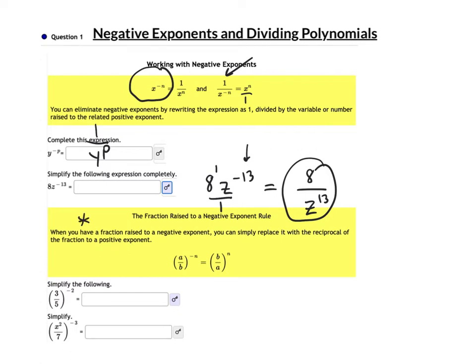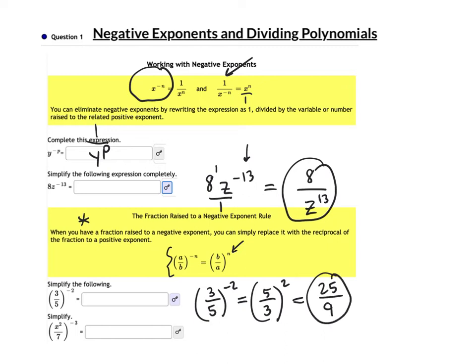Take a look at the fraction raised to a negative exponent rule. Notice that the fraction gets flipped, reciprocal, and then the power is now positive. So 3/5 to the negative second is actually 5/3 to the second. And we're going to square them both. 5 times 5 is 25, and 3 times 3 is 9. And there's our answer, 25/9.